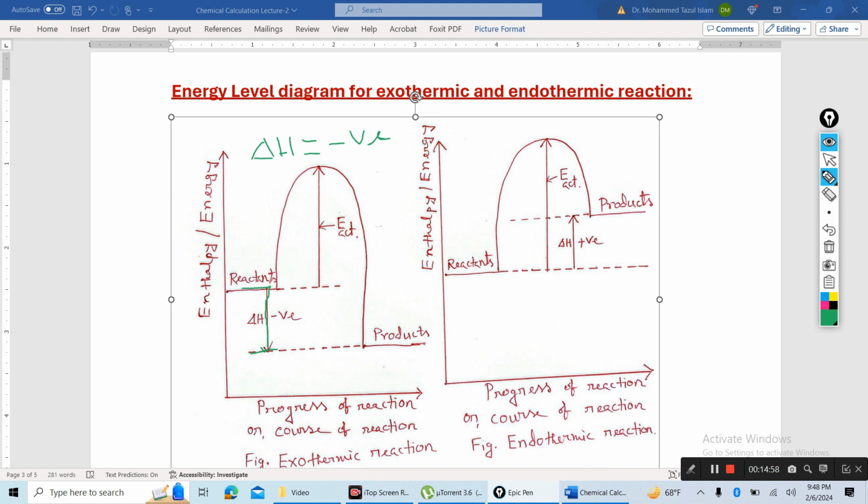Here also it is the same: this is the reactant, this is the product. This difference is known as enthalpy of the reaction, but this is positive. Why? Because this is an endothermic reaction. You know, for an endothermic reaction delta H value will be positive. So this upward arrow is endothermic, downward arrow is exothermic.